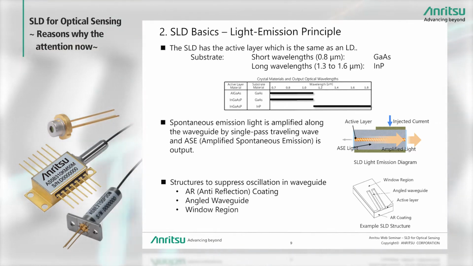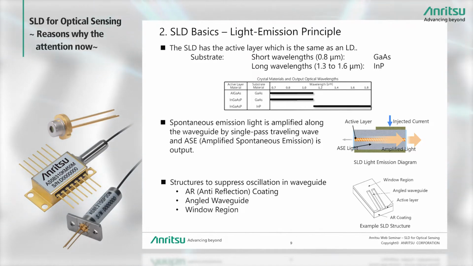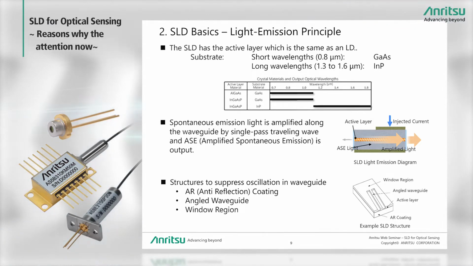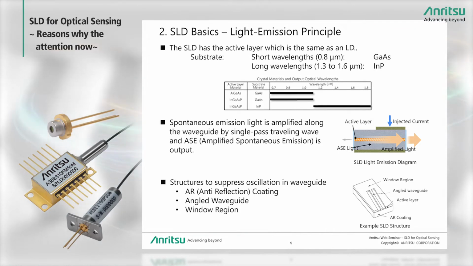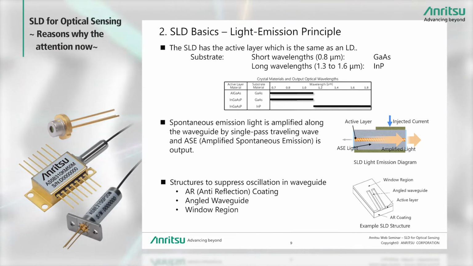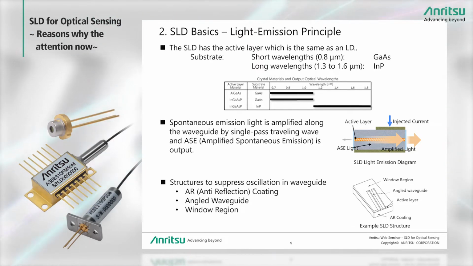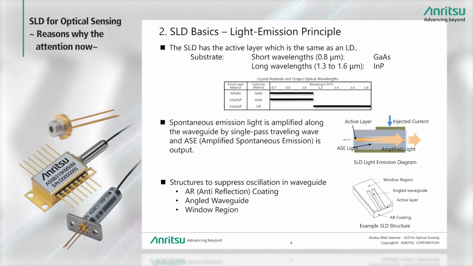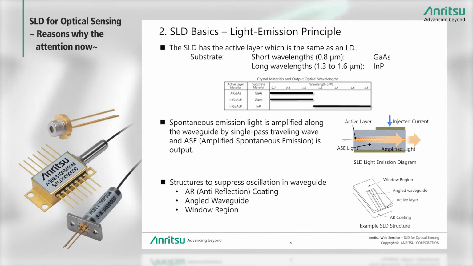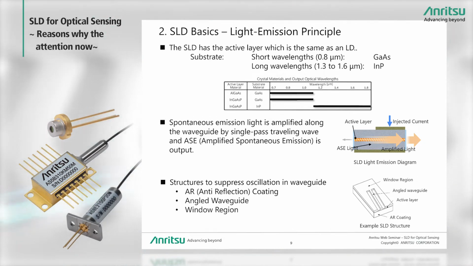First, spontaneous light is emitted by the active layer. LED outputs this spontaneous emission as is, but in SLD, the generated spontaneous emission passes through a waveguide formed in the active layer where the light is amplified, and ASE light is output from SLD. This amplification occurring in the SLD, but not in the LED, is the big difference between the two. We can say that the big difference between LD and SLD is whether optical oscillation occurs in the waveguide.